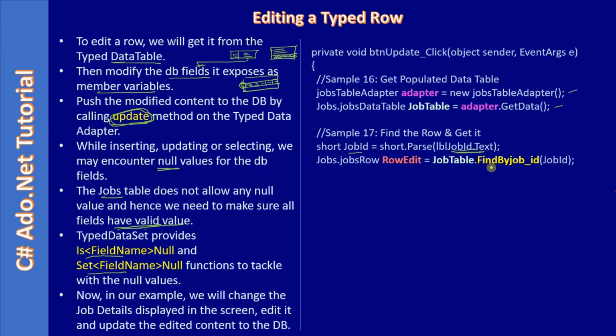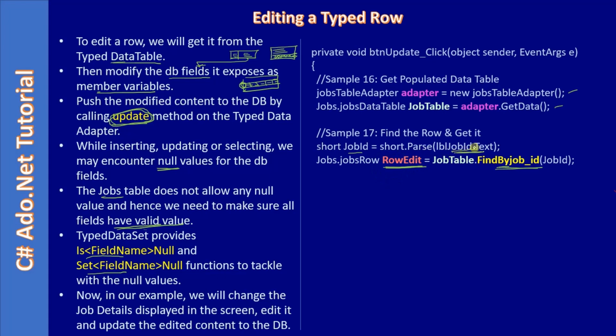Next, from the job table, we are making a call to FindByJobID, right? FindBy is the method, JobID is the field name. We used that in our previous videos also, and we supply the selected job ID. Now we got the row to edit.